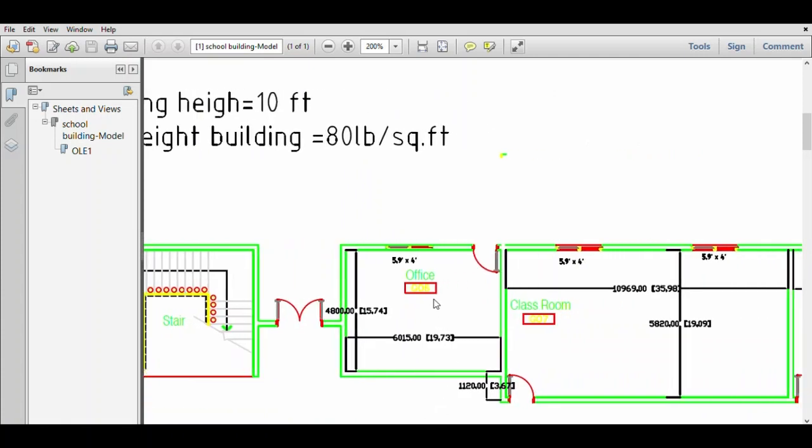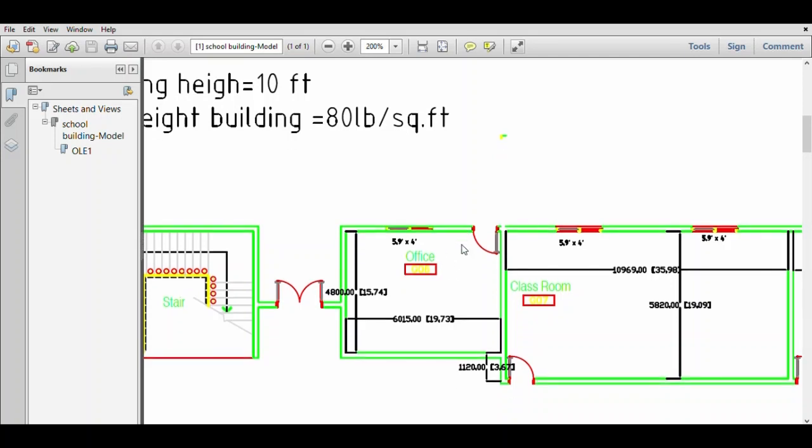Today I will show you how to do heat load calculation for the office room G06. The length of this room is 19.73 feet. You can take 20 feet. And width of the room is 15.71 feet. You can take 16 feet approximately. And area of the glass window is 5.9 by 4 feet. You can take 6 by 4 feet.